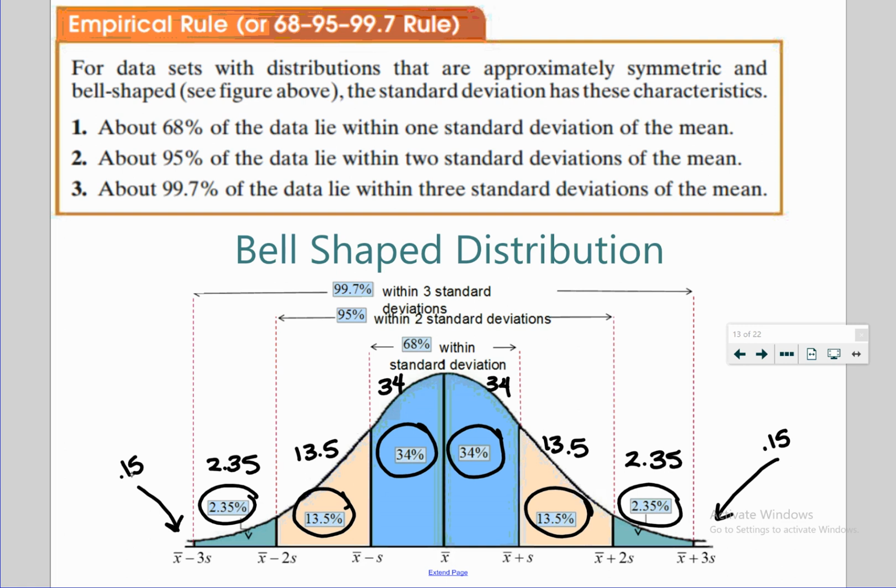On the horizontal axis here, you can see how it's labeled too. X bar is right in the middle, and then it says plus 1s, plus 2s, plus 3s, minus 1s, minus 2s, minus 3s. So it's just plus 1 standard deviation, plus 2 standard deviations, plus 3 standard deviations, and minus on the left. That's what all those labels are.